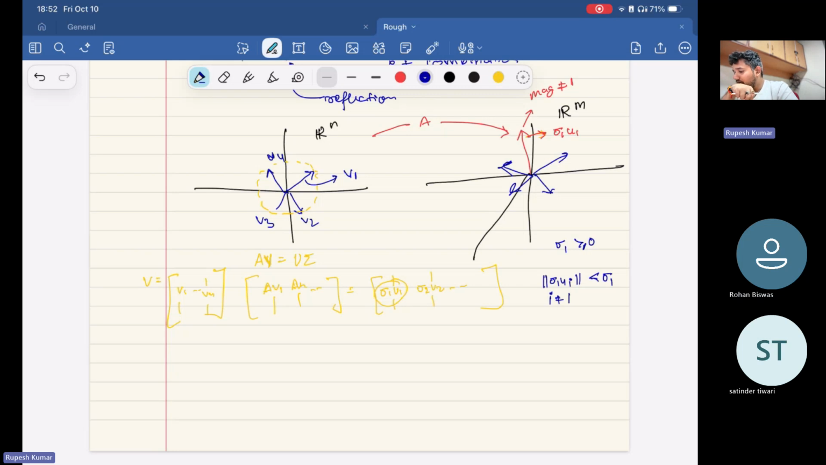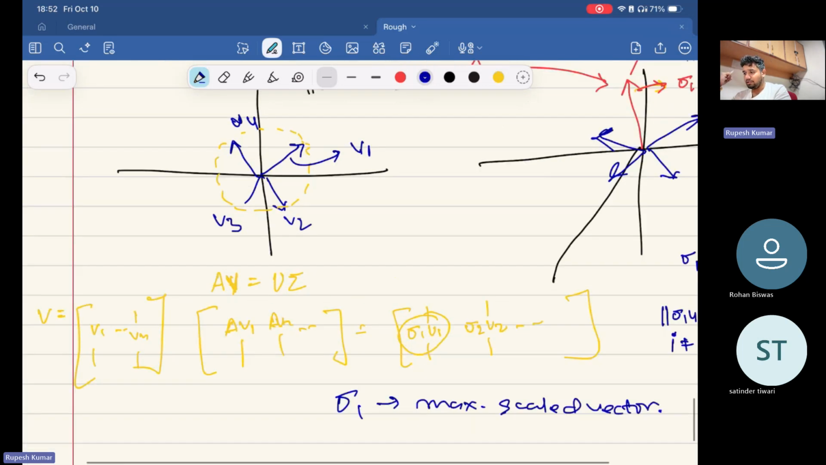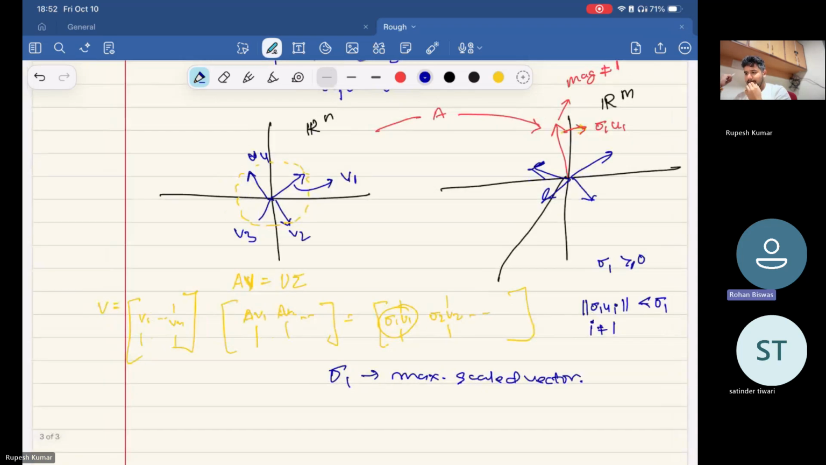Now you know that sigma 1 is the maximum scaling in the output space, the maximum scaled vector in the output space. Then what do you know from here? You know that given any vector in any direction, the maximum norm vector that you can get in the output space is the vector that aligns with the first left singular vector, right? Now, how to prove this is not in the scope of this course, but you can always go back and see how to prove this.